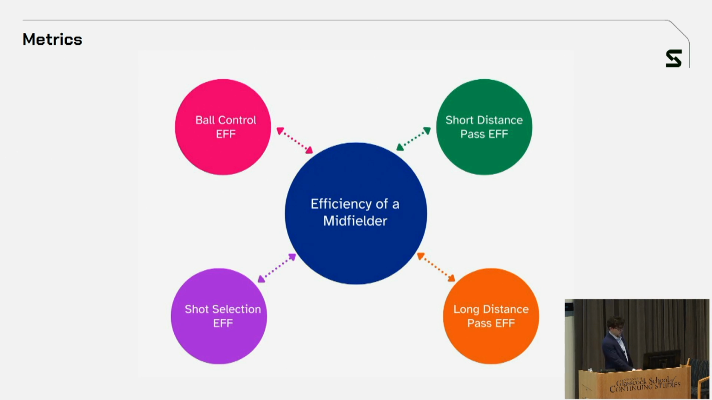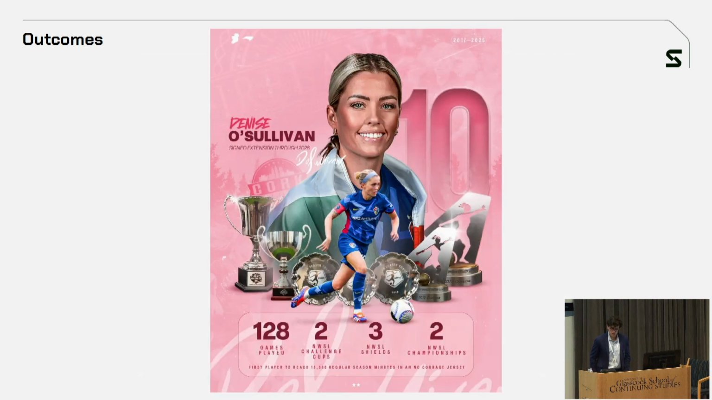Once we used all of our metrics and ran all this through our model using multinomial regression, we found that Denise O'Sullivan had the greatest amount of ball control time. And we found that by taking the mean amount of time and finding whoever had the largest amount of time.